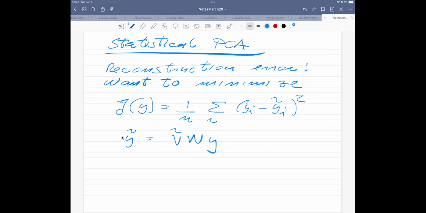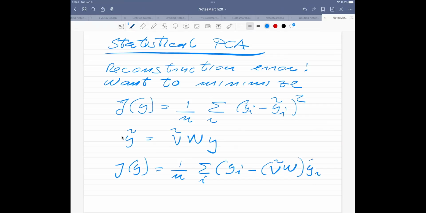So what we have here is actually pretty close to the standard. What we will do now is optimize this problem: the sum over i of y of i minus V tilde multiplied with W multiplied with y of i, squared. But now we have to be a little bit careful with dimensionalities here, because this is actually just one component. Here I've written this out as a matrix times a matrix times a vector, so we have to be careful.